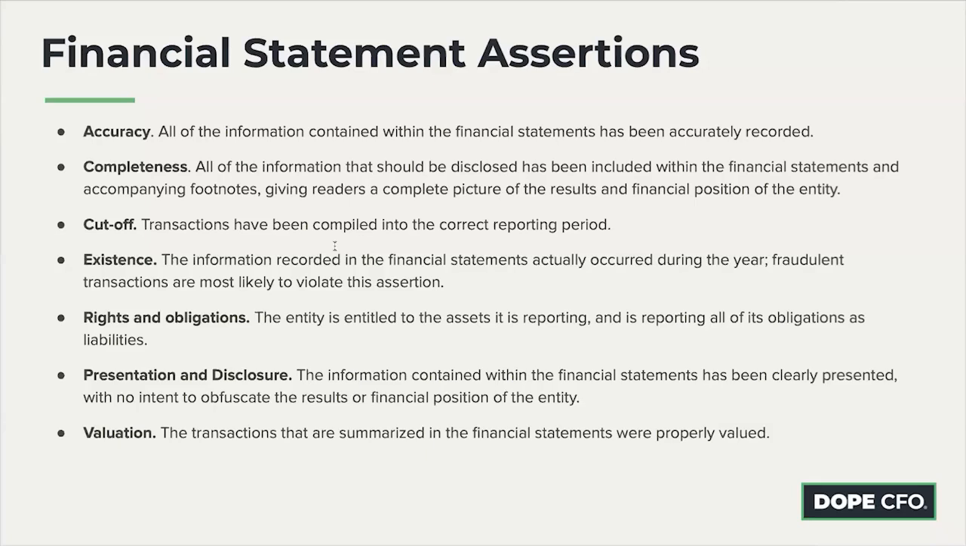Existence is huge, especially in cannabis, whether you're a manufacturer, a farmer, or a retailer. Inventory counts all the time and tying them out to the various systems. Rights and obligations, again, who actually owns this company? Who owns these assets? Do we actually know who the correct owners are for each organization, and then how it's presented and valued as well?